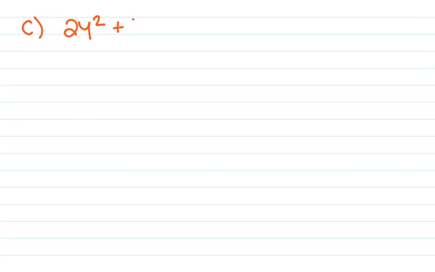C. 24 squared plus B squared equals 26 squared. So now I don't have a diagram, but I'm just given the Pythagorean theorem with a missing B, and I need to find B. So 24 squared is 576. I don't know B yet. 26 squared is 676.